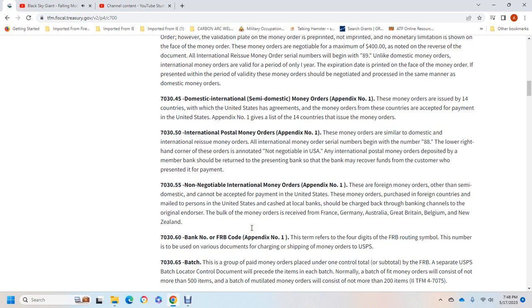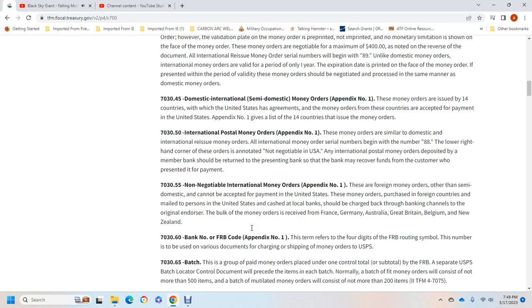Foreign money orders other than semi-domestic cannot be accepted for payment in the United States. These money orders, purchased in foreign countries and mailed to persons in the United States and cashed at local banks, should be charged back through the banking channels to the original endorser. The bulk of the money orders are received from France, Germany, Austria, Great Britain, Belgium, and New Zealand. The Federal Reserve Bank code is in appendix number 1.